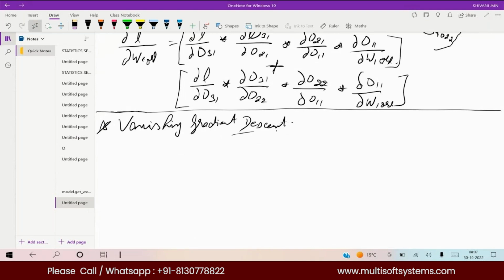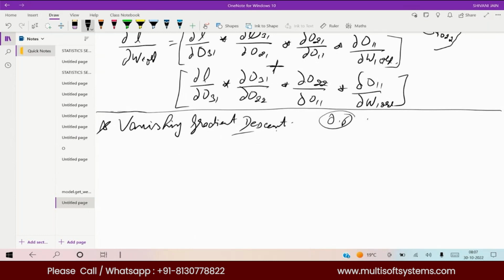But if they increased the hidden layers, my model was not learning. If the loss was 0.6, it was still 0.6 even after so many epochs. The reason was simple: the weights were not updating.